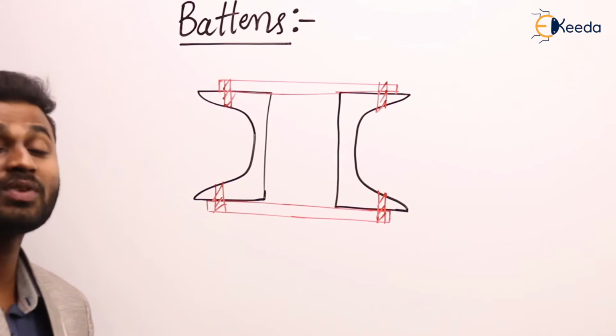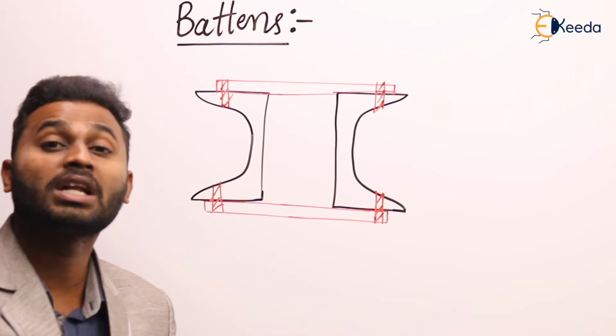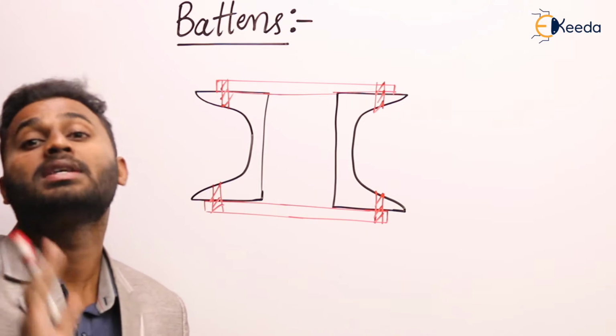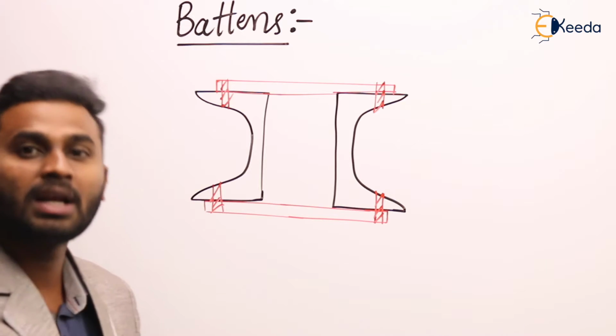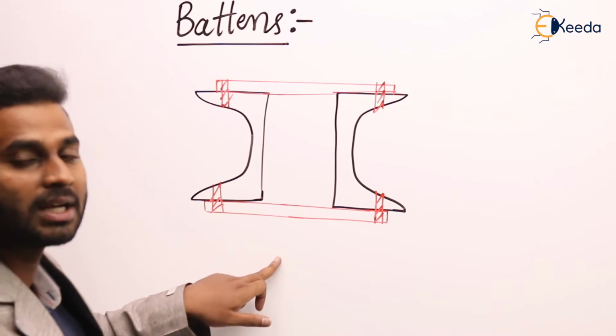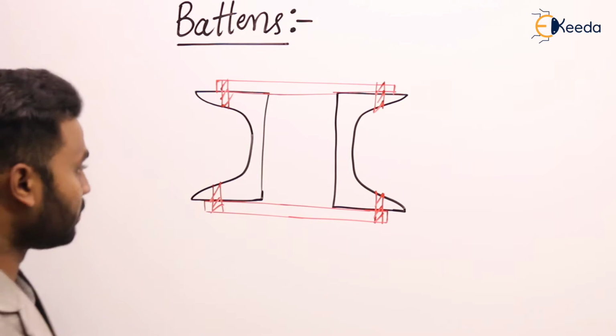In the previous class, we discussed lacing. After connecting those two channels face to face, the built-up section of the column looks like a box section. Agree or not? Similarly, here, after connecting these two channels back to back by using battens, it looks somewhat like an I section, not exactly. Now let us see some terms here.